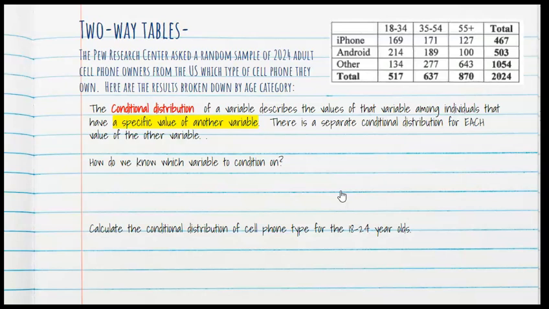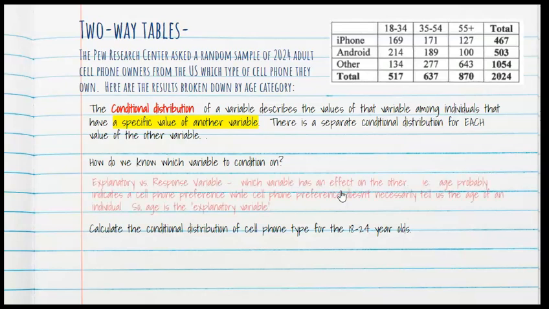So we have to stop and think. If I know the age of someone, does it help me predict the type of phone they might have? Or if I know the type of phone, does it help me predict their age? Which makes more sense? Well, in this case, age probably indicates a cell phone preference more than a cell phone preference indicating an age. So we would say that the age is the explanatory variable. That's the condition we're basing this on, okay?